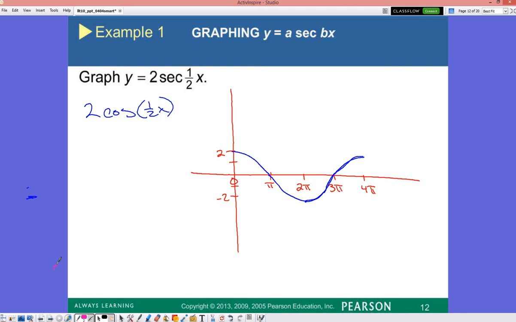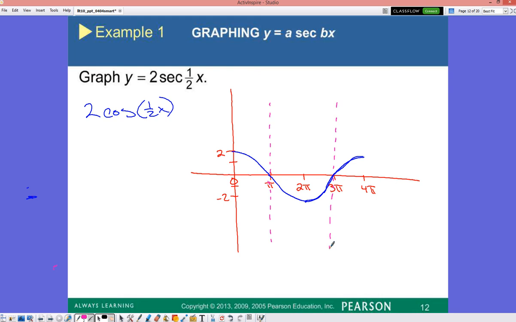So, where are my asymptotes? Where did I say my asymptotes should be? At 0, right? When it's 0, it's on the x-axis. So I have an asymptote at pi, and very good, pi and 3 pi. So when it crosses, basically. Yep. There we go. So I have my asymptotes there.